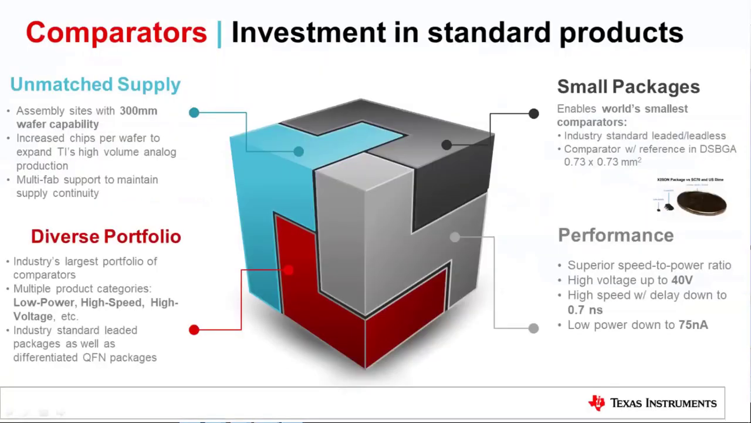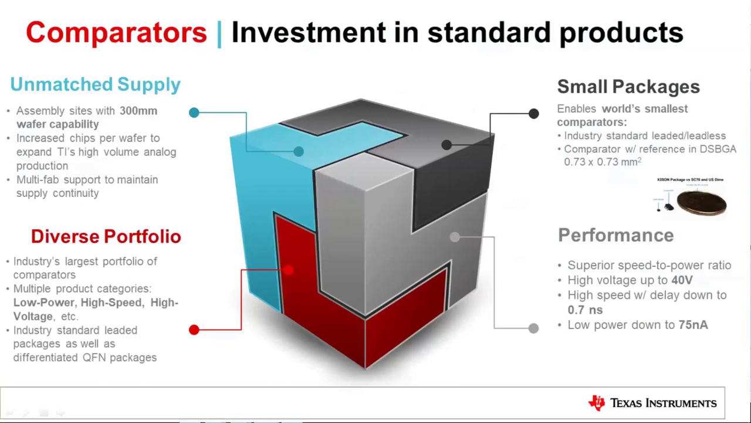So to start off, just from a high level, I wanted to give everyone the big picture of how TI is really investing in standard products. It's really in four key areas, right? So first, as a supplier, TI has unmatched supply, and that really comes from our ability to develop products on the 300 millimeter wafer, right? So perfect continuity, perfect support, as well as we can do it through that technology.